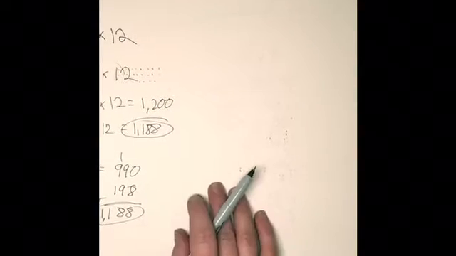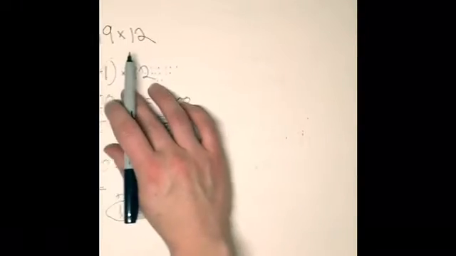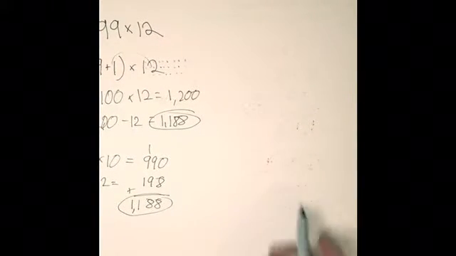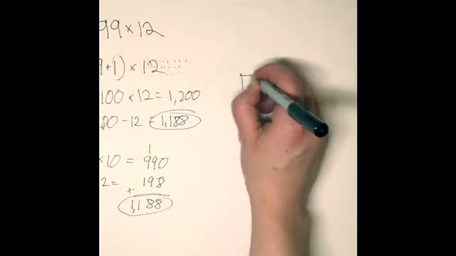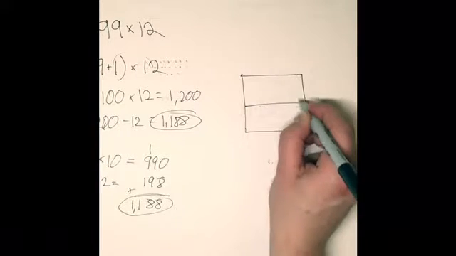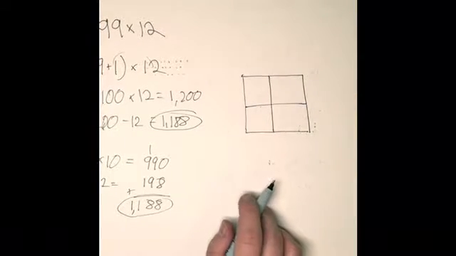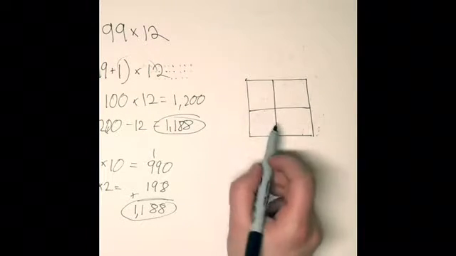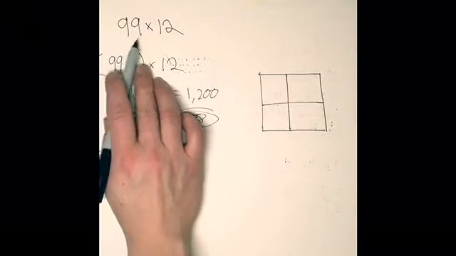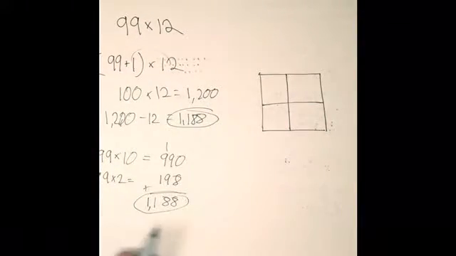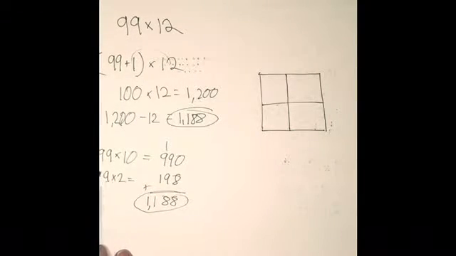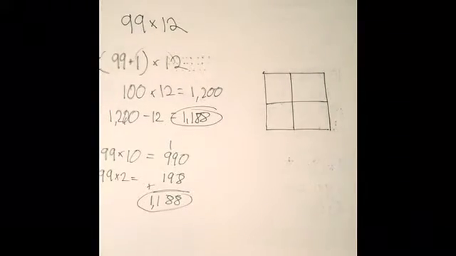One other method for this one would be also drawing a model, but since it's such a large number, 99 times 12, they probably wouldn't draw an array because it would take a very long time. But one model that would work very well for this problem would be a partial products model. And the partial products model is especially effective in that it gets students thinking about the place values as separate. Much like we did with the 10 and the 2 here, it's going a step further and doing it with the 90 and the 9 as well.